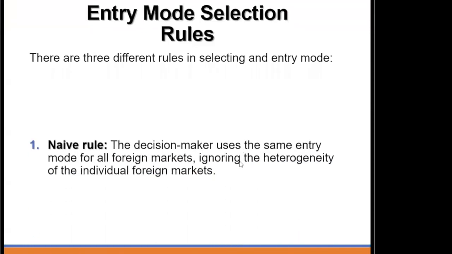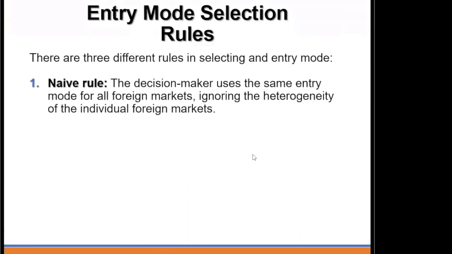The first one we can talk about is the naive rule. And here with the naive rule, we are talking about the fact that the firm, being the decision maker, uses the same entry mode for all foreign markets, ignoring the heterogeneity of the individual foreign markets, which is what happened to, Kafi, are you there? So we can say Steers was using which rule? The naive rule. They don't care about our local tastes and preferences. It's the same thing for every market, right?